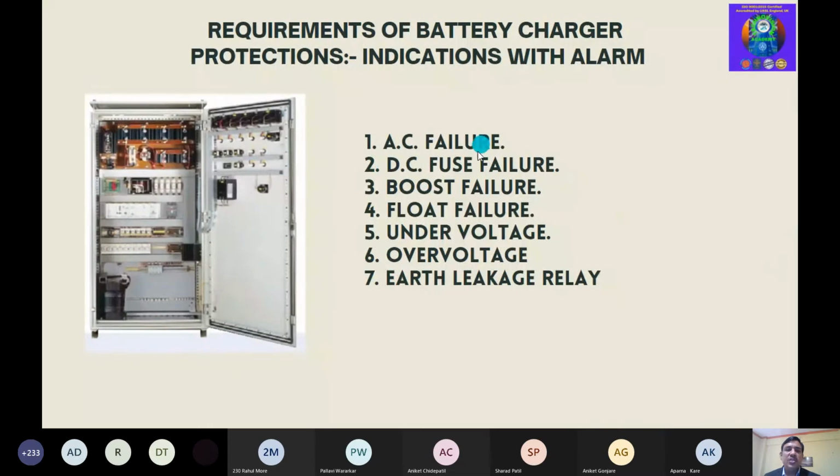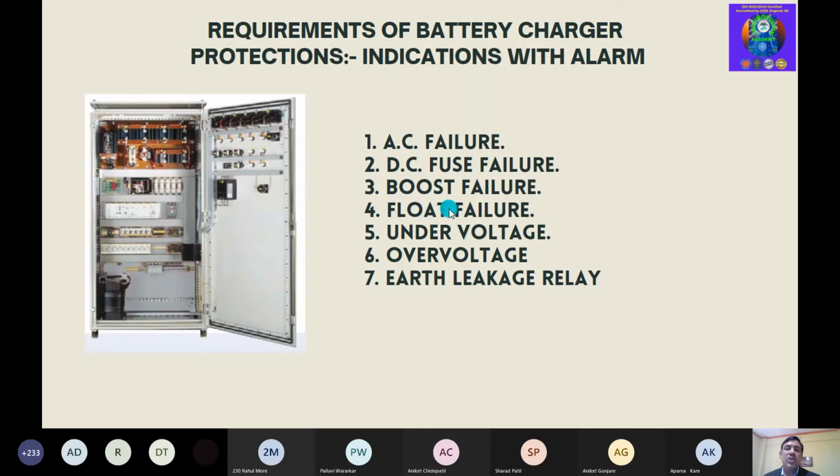Then we have certain indications to let the operator know the condition of this charger, the healthiness of the charger. We have some indications, that is AC failure, DC fuse failure, boost failure, float failure. What are these indications? AC failure means whenever AC supply goes, it will blink. So you'll come to know that AC supply is not available to the charger. DC fuse fail: these fuses are used for the protection of the thyristors. If it is blown out, it will not give you the proper output. So then you have to replace that fuse.